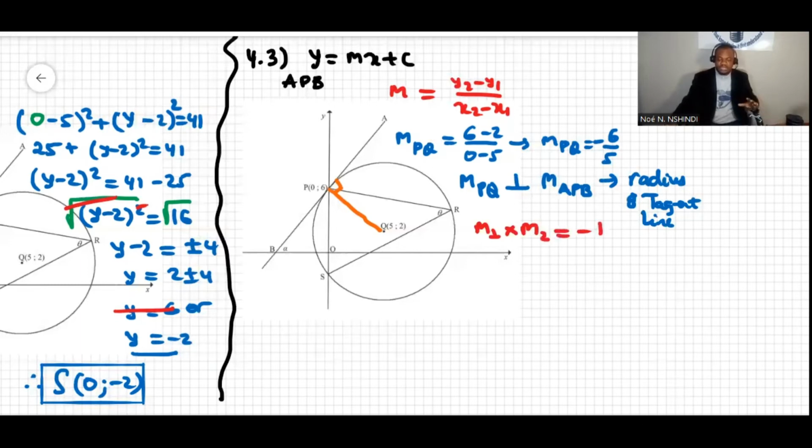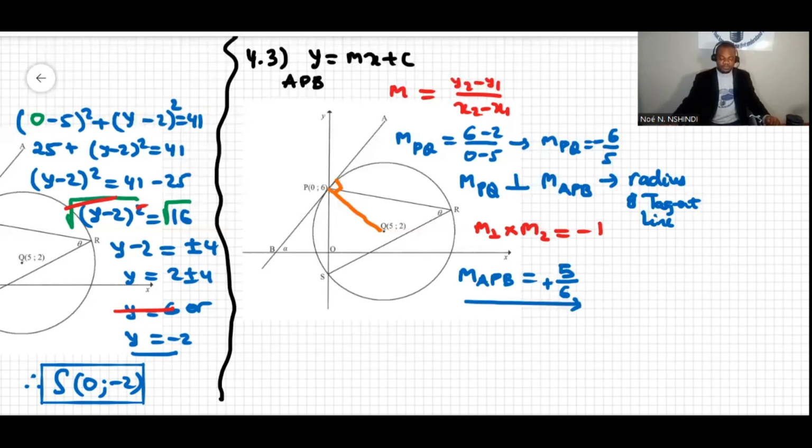This is the formula. But in short, what we can do is swap the gradient and change the sign. If the sign was positive, we make it negative. If the sign is negative, we make it positive. Like in this case, we make the sign positive and reverse the fraction. So therefore, m_APB is equal to 5/6, positive. This should be the gradient of APB.